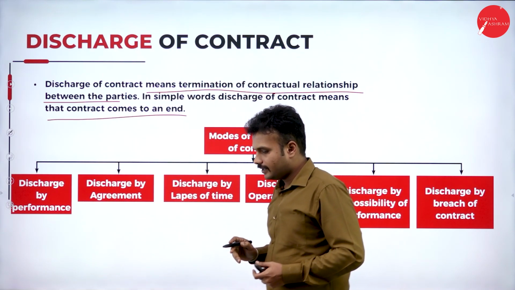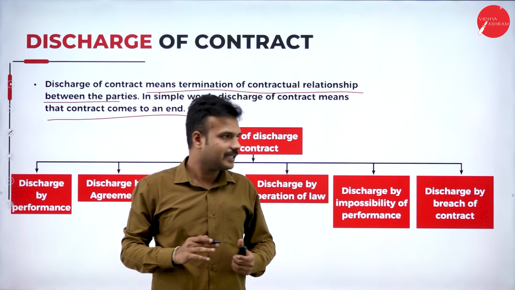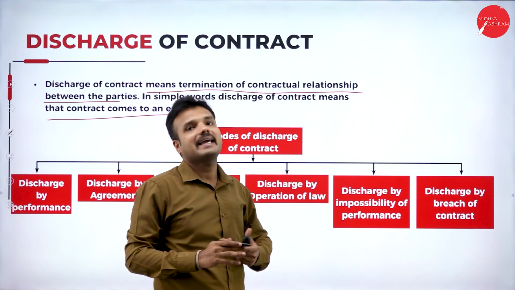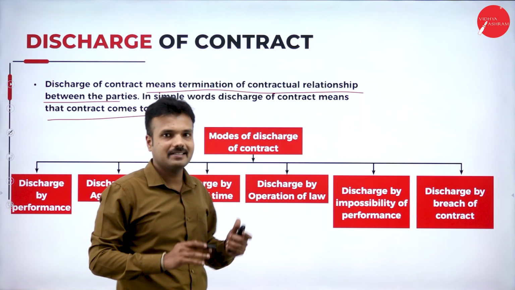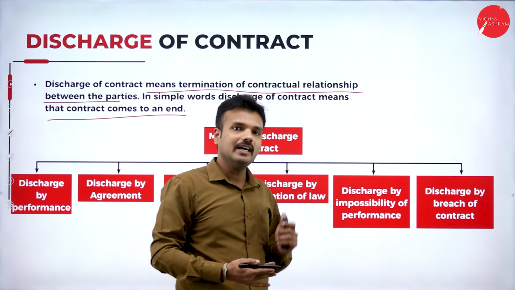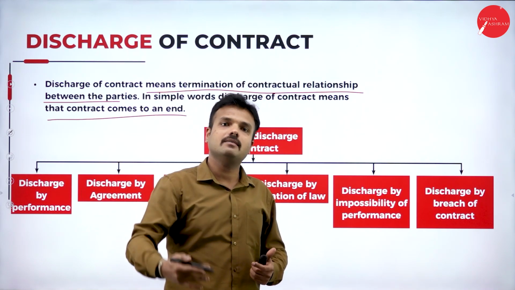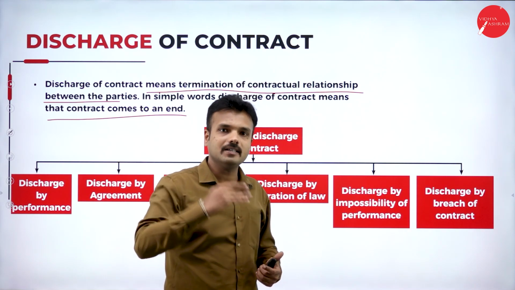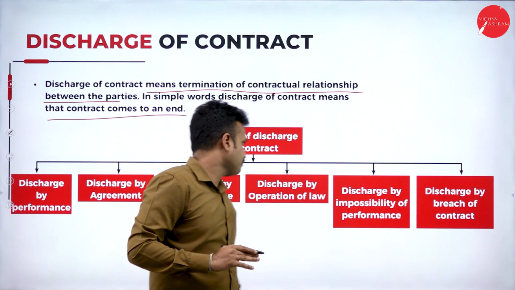Discharge of contract is going to happen in different ways. It is classified into 6 categories, that we call the modes of discharge of contract. In 6 ways we can discharge the contract. It totally depends upon the situation, the circumstances, and the product or the thing based on the consideration, right?